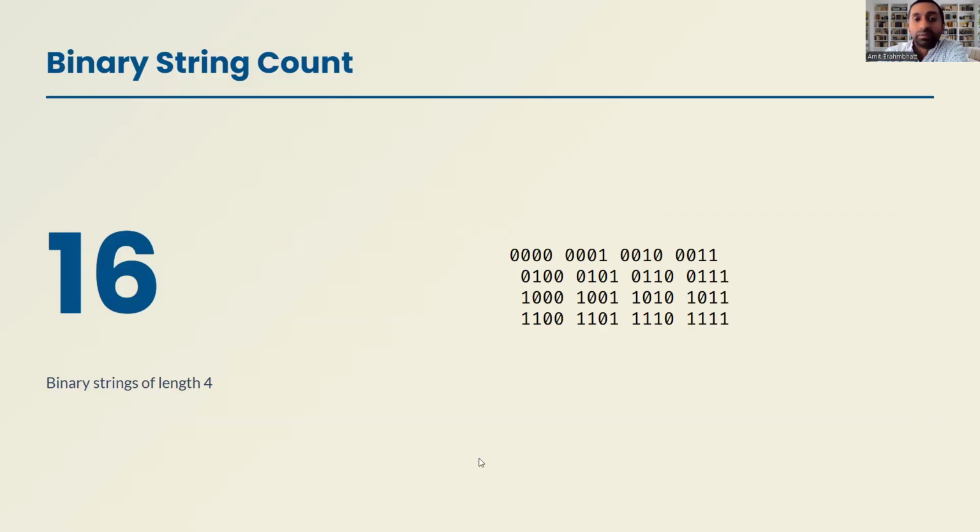Binary string count. Let's visualize our binary mapping from slide 14 with a concrete example where n equals 4. As calculated by 2 raised to the 4th power, there are exactly 16 unique binary strings of length 4. If you group these strings by the number of ones that they contain, you'll find exactly one string with 0 ones, 4 strings with 1 one, 6 strings with 2 ones, 4 strings with 3 ones and 1 string with 4 ones.